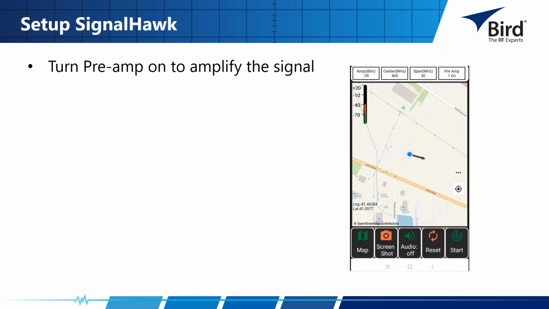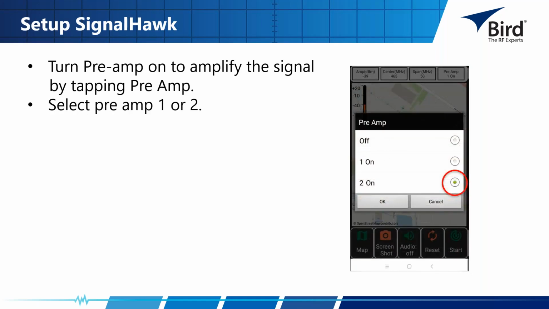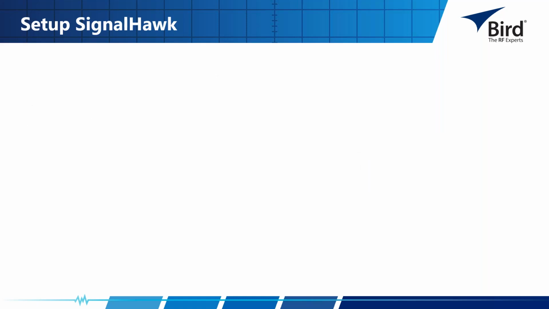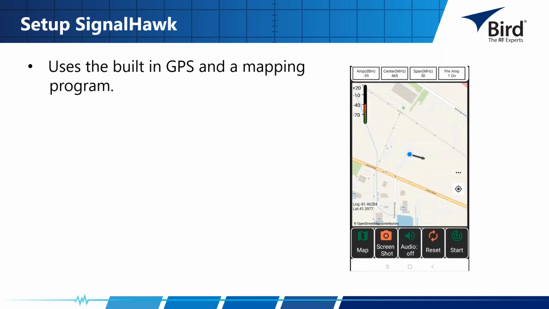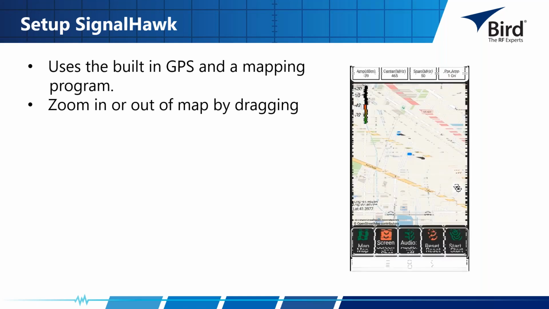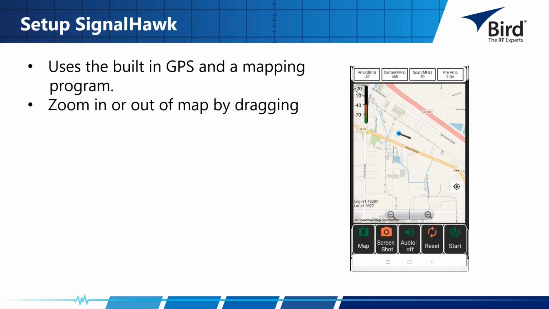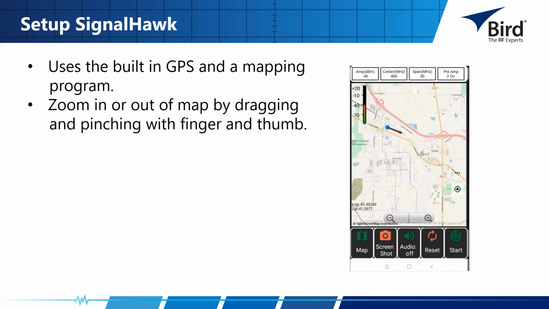So it might be a low level signal that you're looking for, so you may have to turn the preamp on, and we do this by tapping the preamp button. And there's 2 levels, select preamp 1 or 2, whatever's going to give you the stronger signal. And then press OK. I mentioned it uses the built-in GPS and a mapping program. Zoom in or out of the map by dragging and pinching with your finger and thumb.